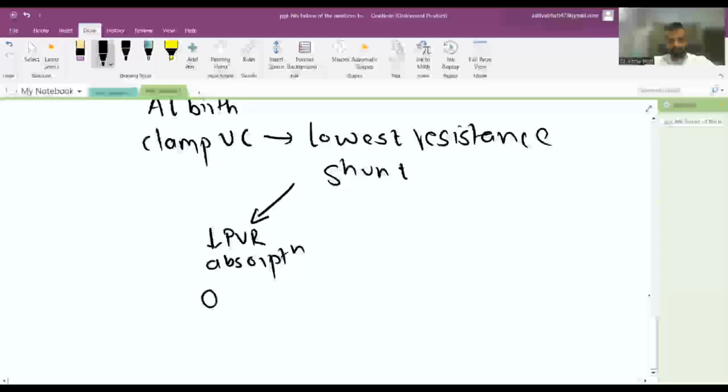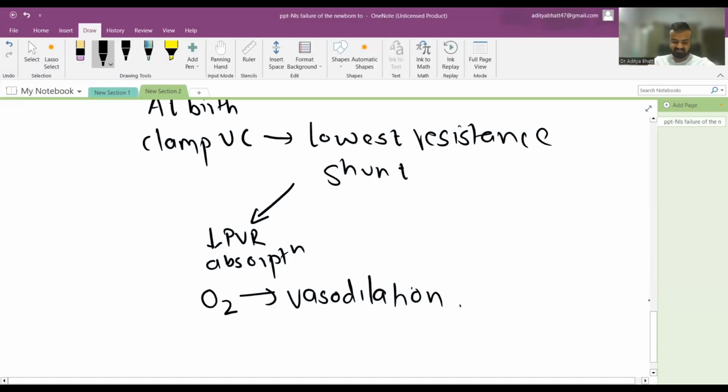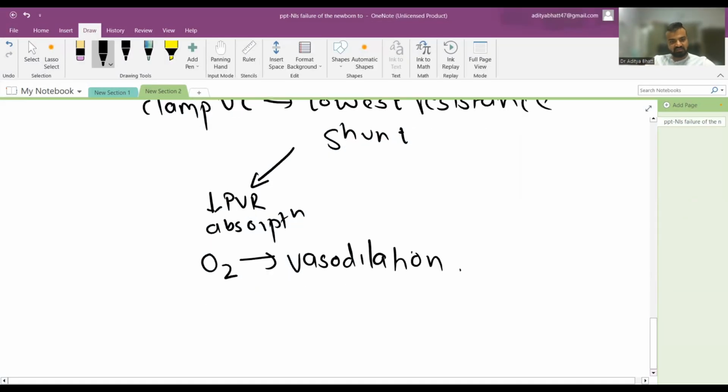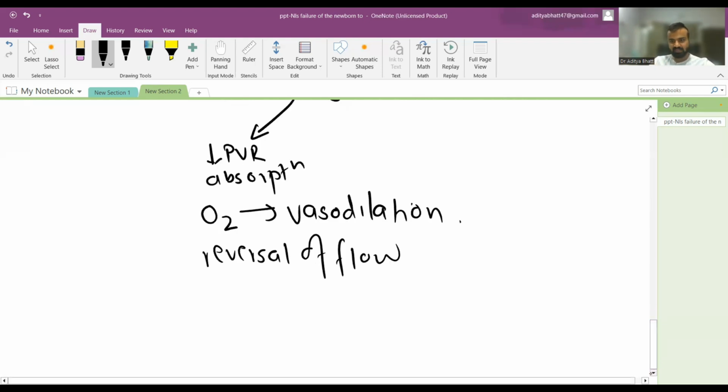And later the O2 that is inhaled by the child will lead to vasodilation. So the first cry, the child cries in perinatal asphyxia. If the child does not cry, it may lead to PPHN. So when the child cries, the local action of O2 will lead to vasodilation, and this will lead to a fall in pulmonary vascular resistance. And then there is a reversal of flow from the ductus. Okay, so the flow becomes left to right instead of right to left. So this is what happens at birth.